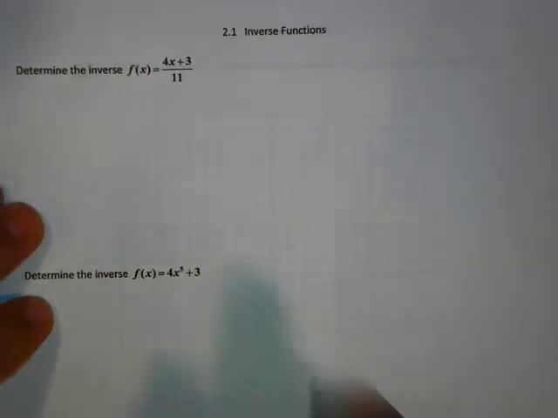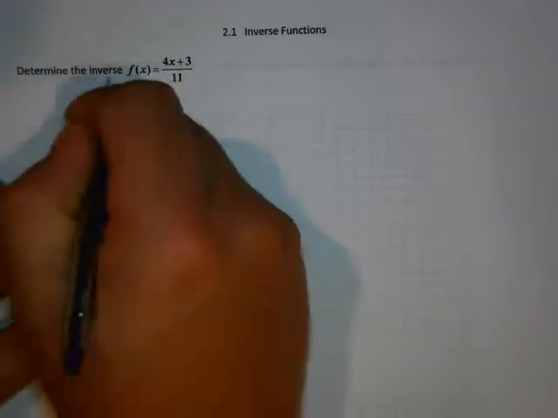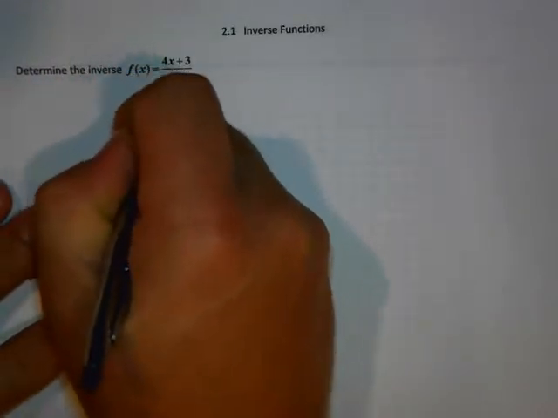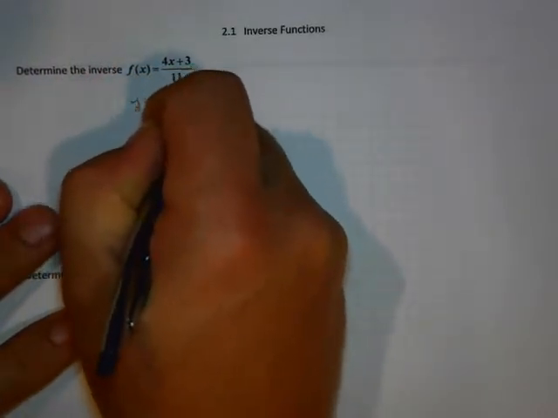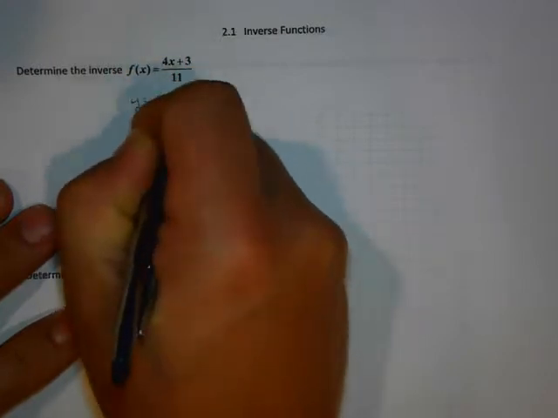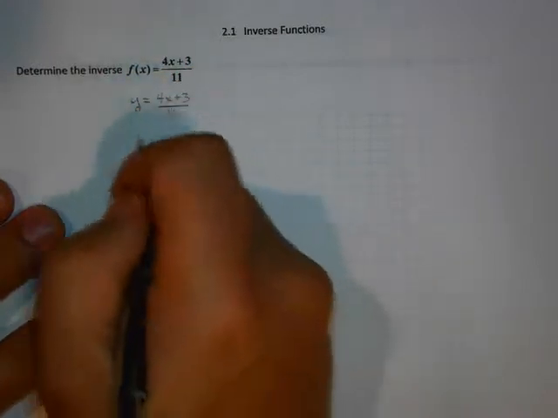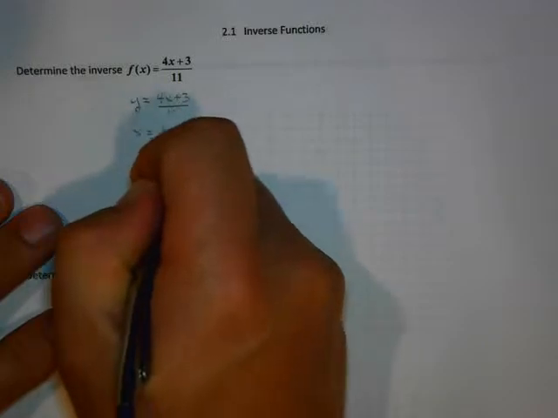So if you want to do just a couple more examples, determine the inverse. y equals (4x plus 3) over 11. Interchange your x and y. x equals (4y plus 3) over 11. Solve for y.